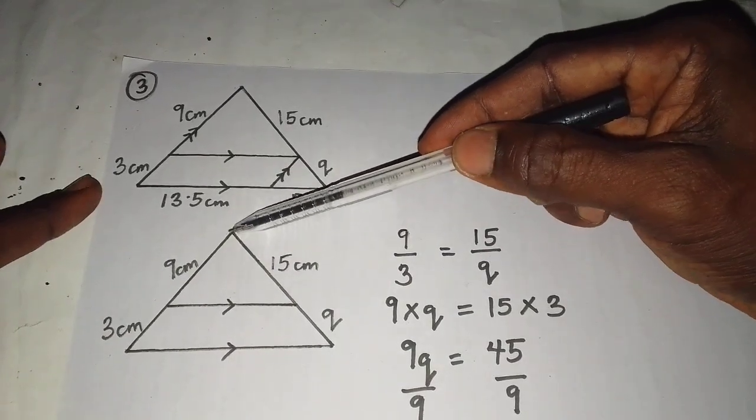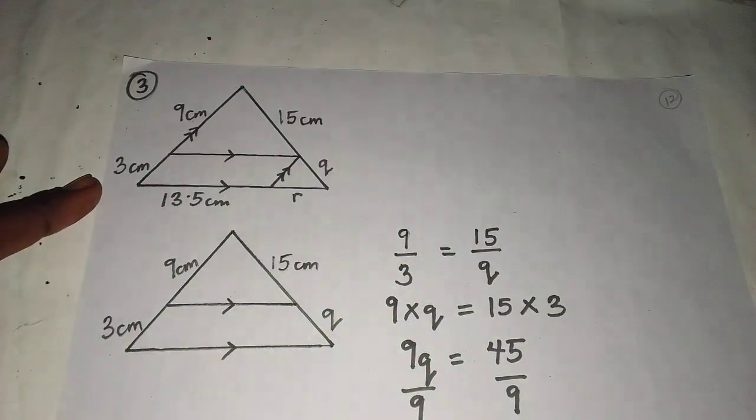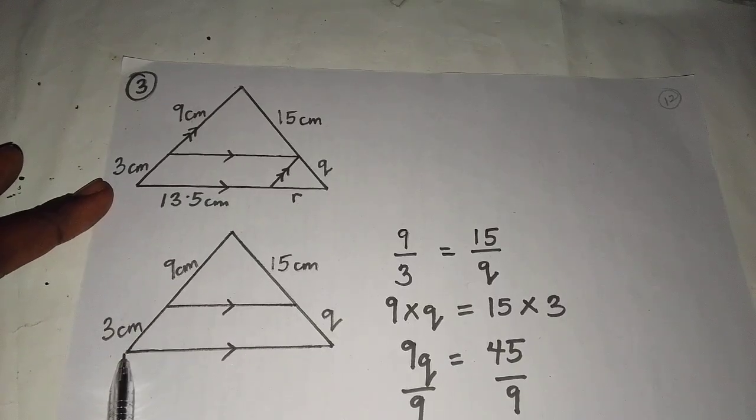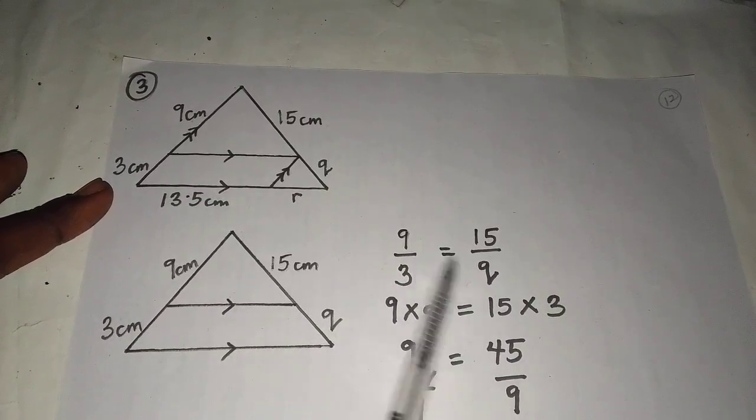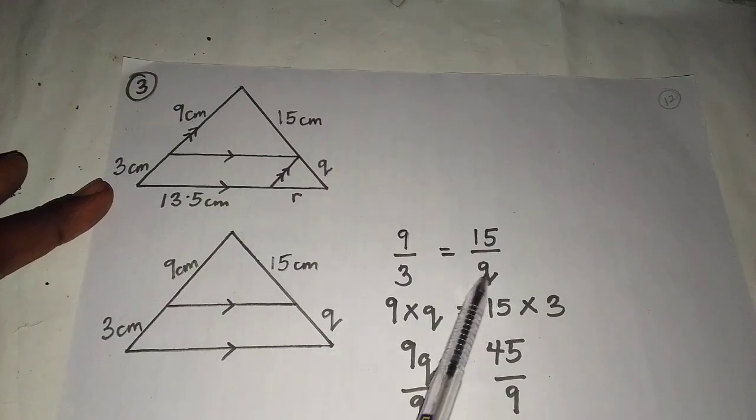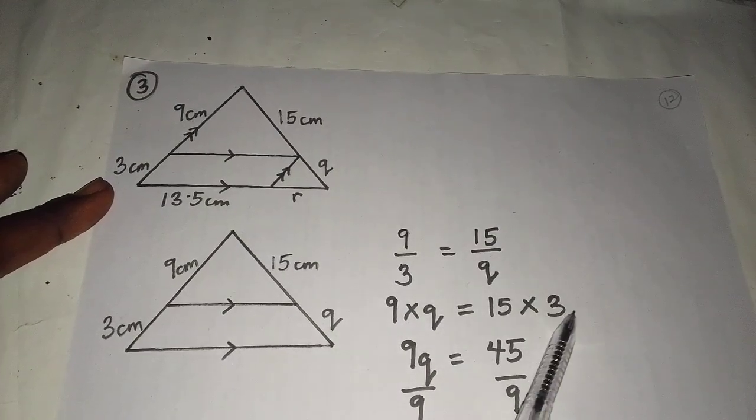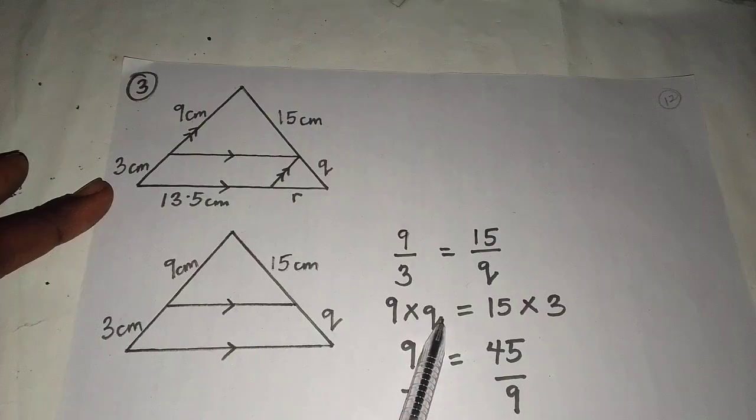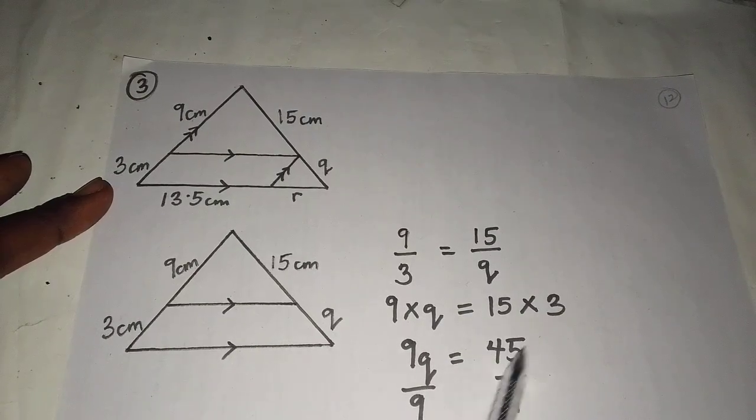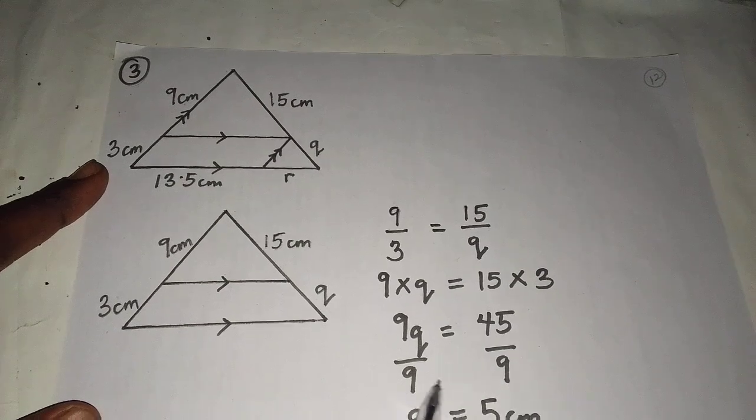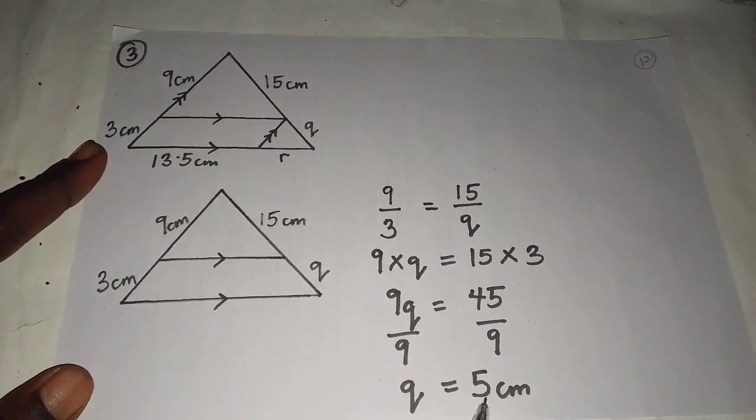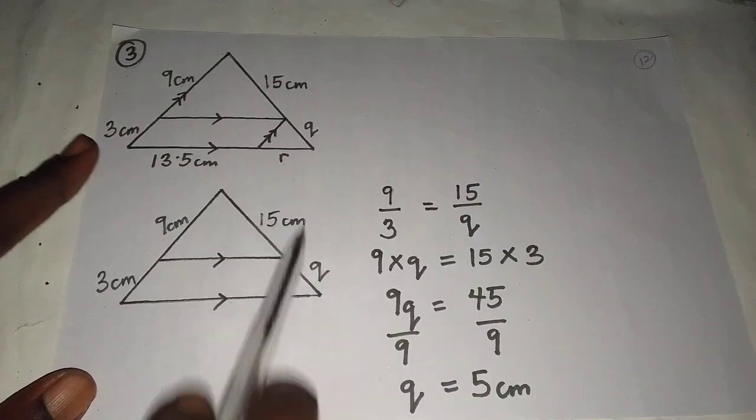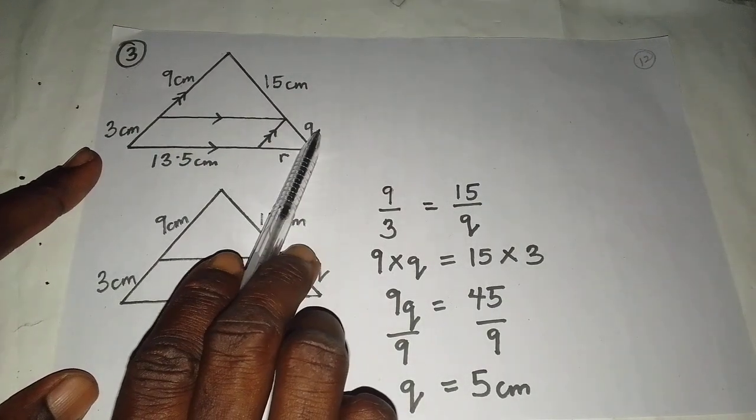So that means we now have 9 over 3. 9 over 3 should be equal to 15 over Q. So from here you cross multiply. 9 times Q is equal to 15 times 3. So 9 times Q is 9Q, is equal to 15 times 3, which is 45. To get Q, you divide both sides by 9. So that means 45 divided by 9 will give us what? 5 centimeter. So we've been able to get this side as 5 centimeter.